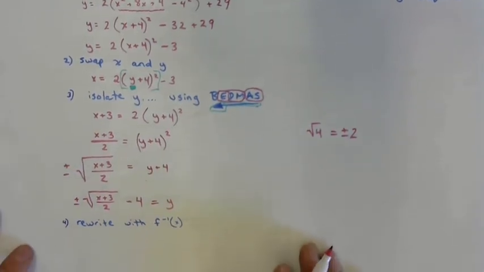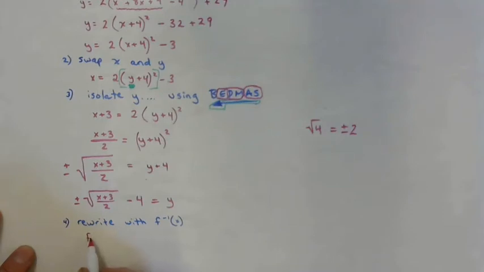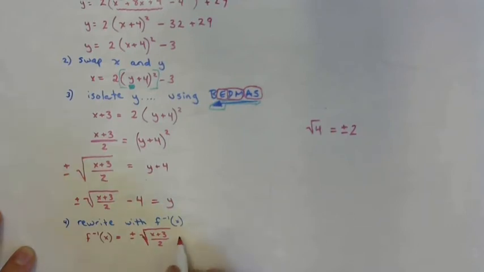And I'm going to put that on the left side, obviously. So we have the inverse function f of x is equal to plus or minus the square root of x plus 3 over 2, minus 4. I wouldn't say it's so simple.